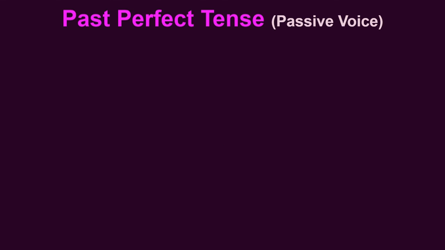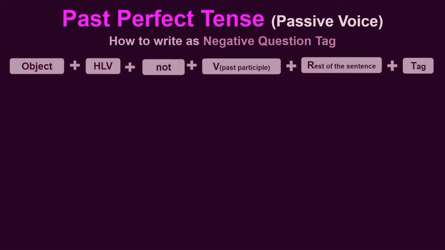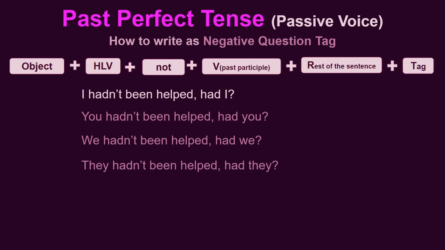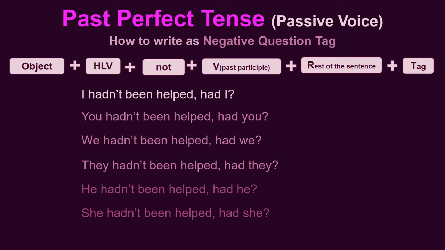Past perfect tense, passive voice. How to write as negative question tag. Object, helping verb, not, verb in past participle, rest of the sentence, and tag. I hadn't been helped, had I? You hadn't been helped, had you? We hadn't been helped, had we? They hadn't been helped, had they? He hadn't been helped, had he? She hadn't been helped, had she? It hadn't been helped, had it?